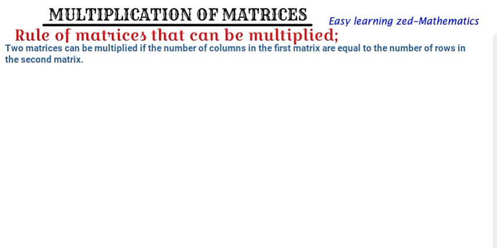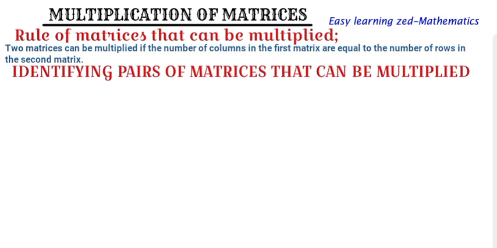Okay, so what does that mean? What we're trying to say here is that when you want to multiply matrices, you should look at the order of the matrices. If you look at the orders and you find that the number of columns in the first matrix is equal to the number of rows in the second matrix, then those two matrices can be multiplied. Okay, let's try to identify pairs of matrices that can be multiplied.